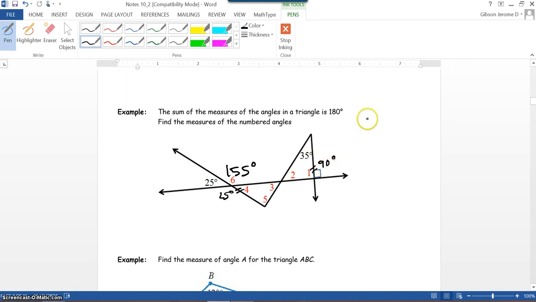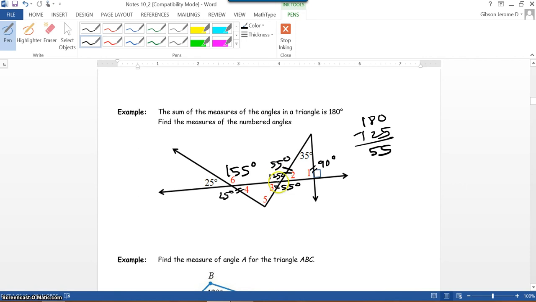35 and 90 is 125. So we could take 180 minus 125, which would give us 55. So angle 2, and remember this is for lack of space, angle 2 is 55 degrees. Now if we look here, if angle 2 is 55 degrees, we know this blank space must be 125, because remember, the straight angle is equal to 180. So if angle 2 is 55, then this blank angle would be 125, which would make angle 3 55.